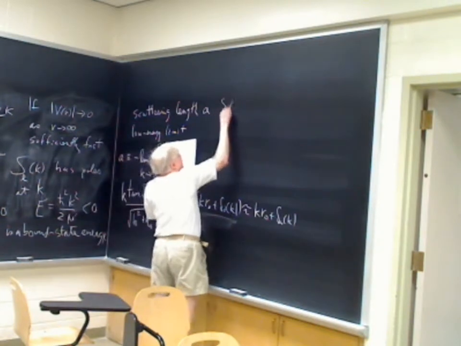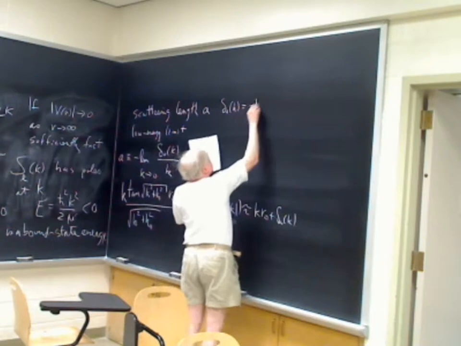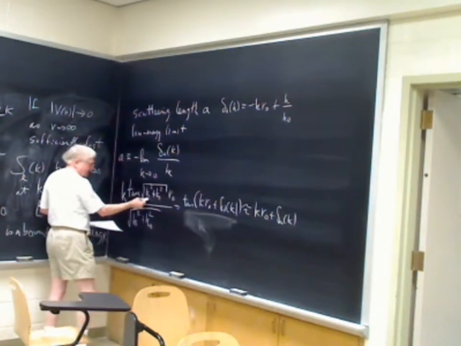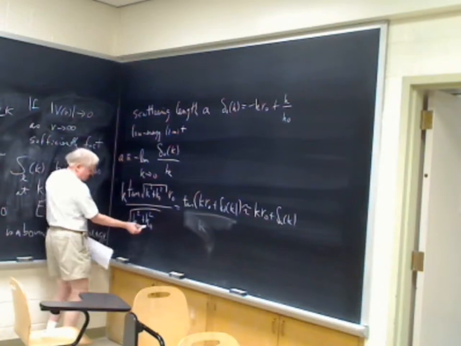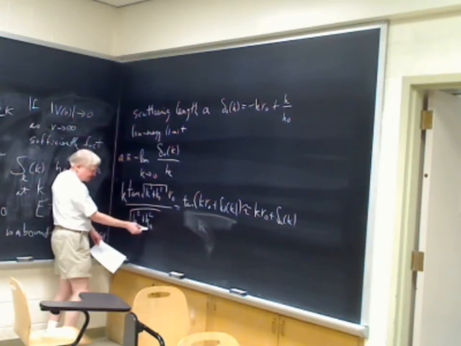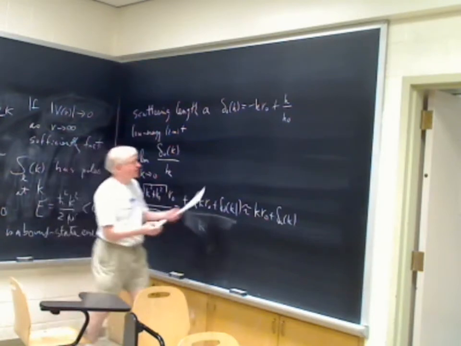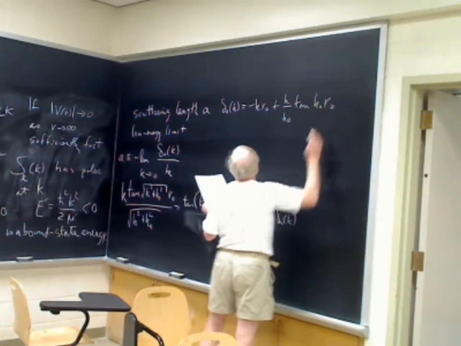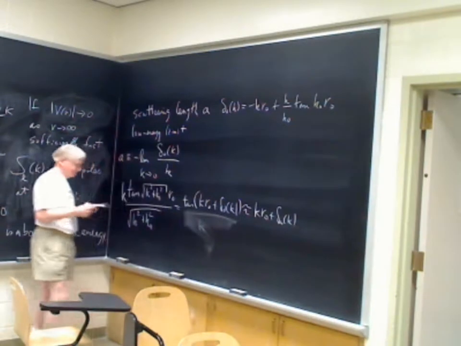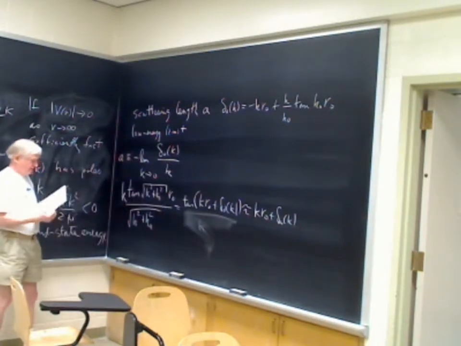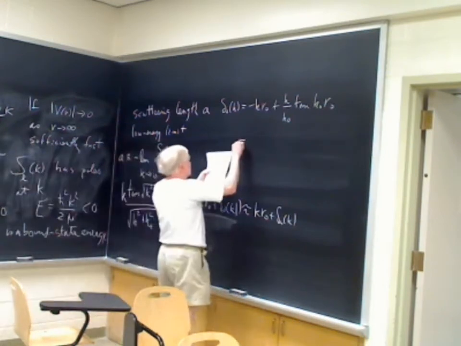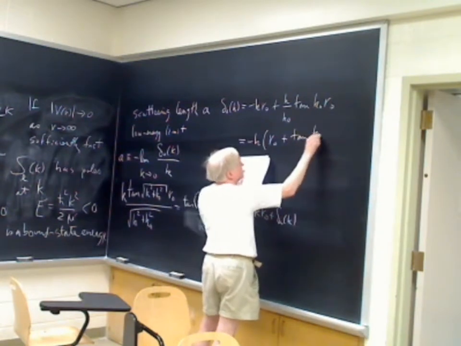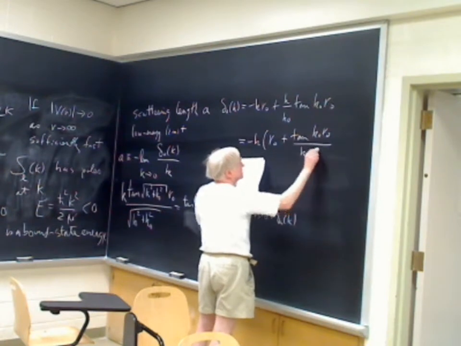In other words, delta 0 of k is minus k r0 plus tangent of k over k0. And what's the limit of this as k goes to 0? Well, as k goes to 0, this denominator becomes just k0, and this becomes just tangent of k0 r0. Let me rewrite this a little bit nicer: minus k times r0 plus tangent of k0 r0 divided by k0.